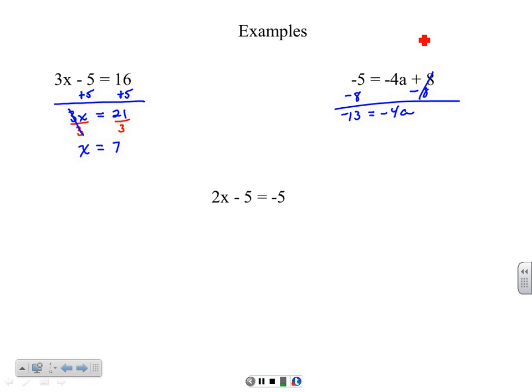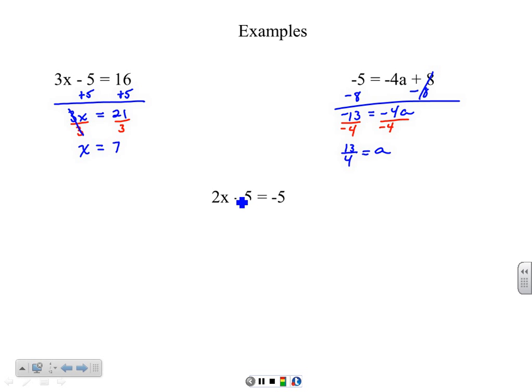Now I need to get the coefficient of a to be 1. So I'm going to divide by exactly what I want to get rid of, which is that negative 4. Negative divided by negative is positive. So we have 13/4 is equal to a. Now in your calculator, if you do that division and you come up with 3 and 1/4, that's fine too. It's the same answer.